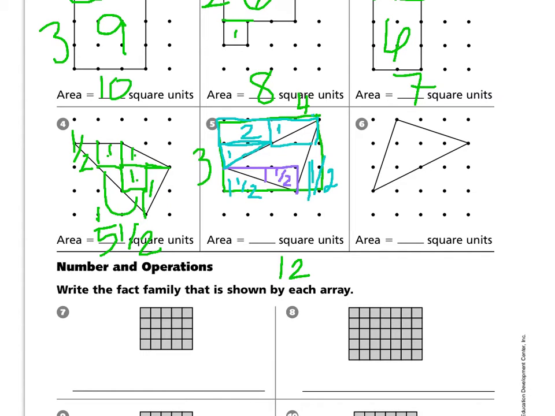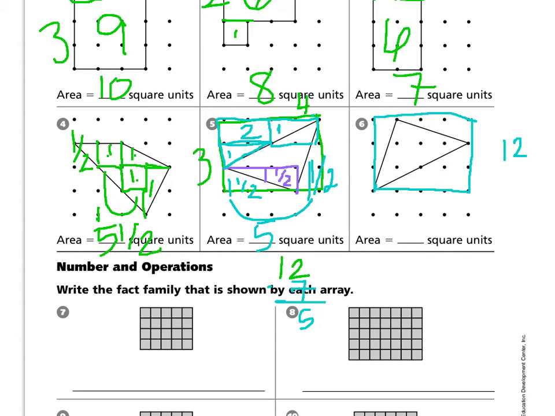So if I add up all the teal and subtract it from 12, I'll find the area of just the triangle. So I have 1 and a half plus 1 and a half, which is 3, and then I have 1 plus 1 plus 2, which is 4, so that's 7 total. So 12 take away 7 is going to be 5. So the area for this one is 5.